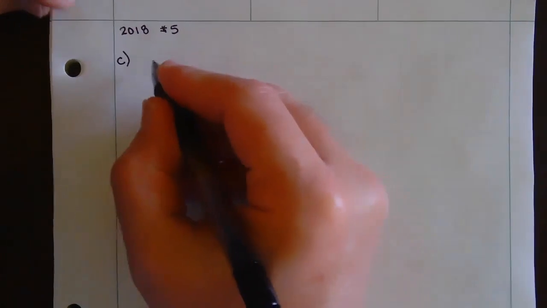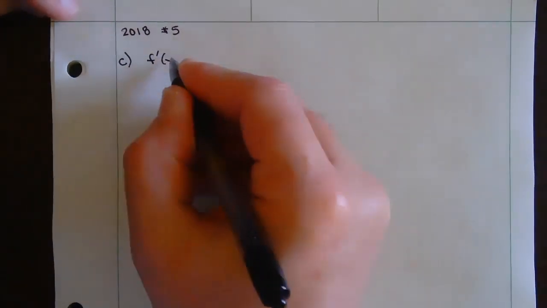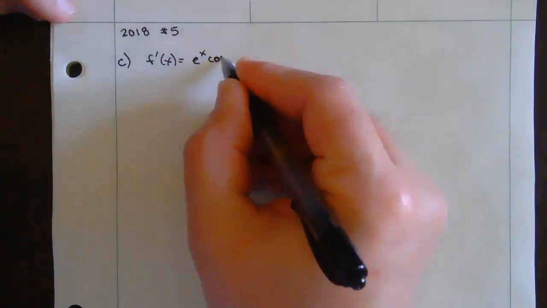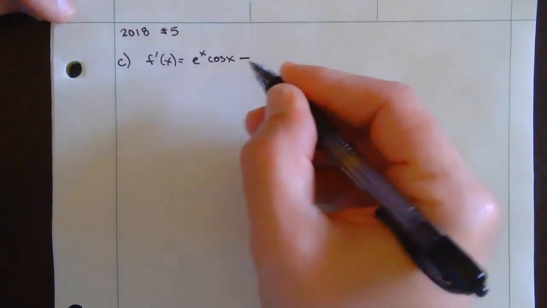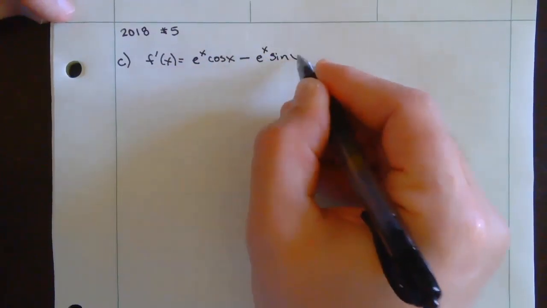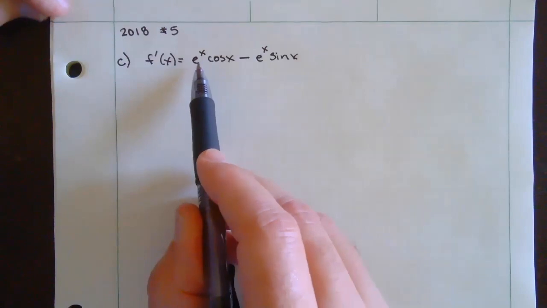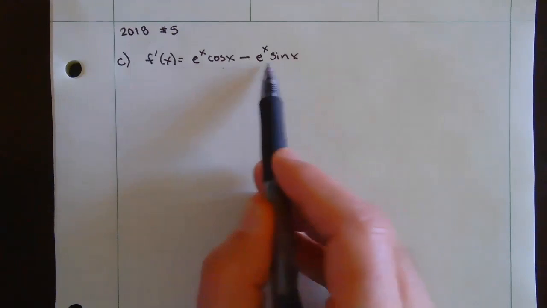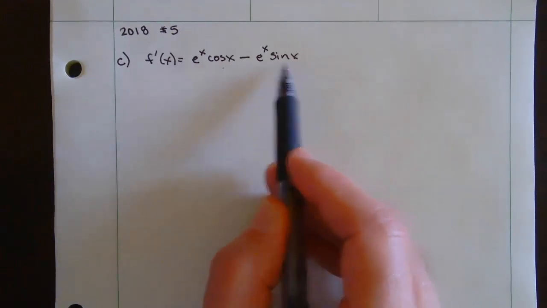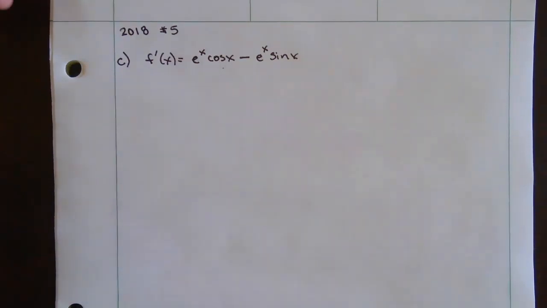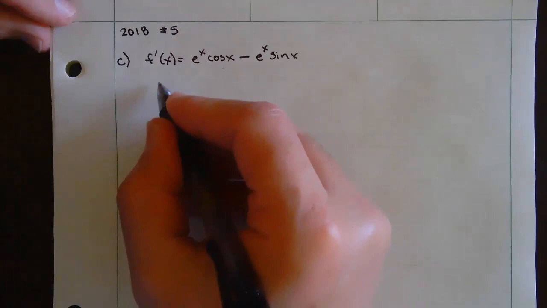So from part B, we know that f prime of x is equal to e to the x cosine x minus e to the x sine x. Okay, so e to the x is a continuous function. There's no breaks. Cosine x, same thing. And sine x is also a continuous function. And when you multiply them, you get a continuous function. So there's no discontinuities, okay? So there's never where this is going to be undefined, okay?